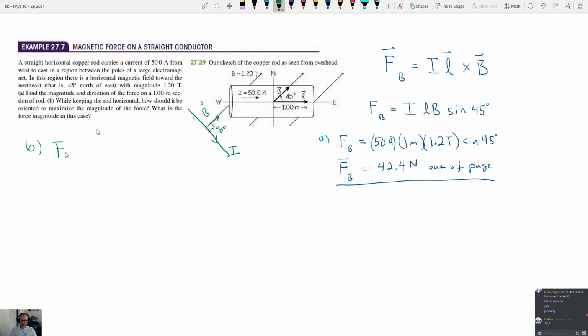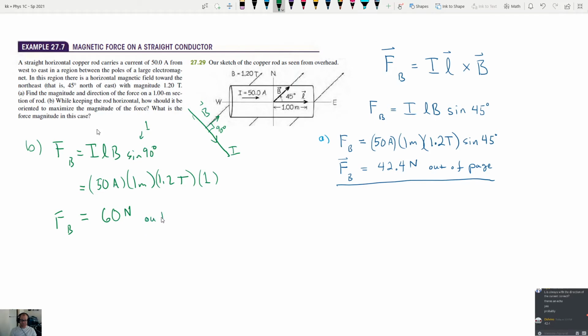And then when we do our force, F_B is equal to ILB times the sine of 90 degrees, which is 1, the biggest that the sine can be. So the size of our force now is just 50 times 1 times 1.2 times sine 90, which is 1. I believe this gives us 60 newtons. Is that right? Yep. Okay. And it would still be out of the page, right? Yeah.